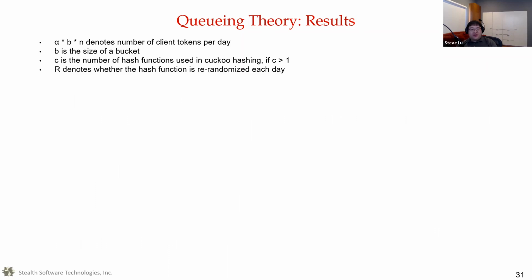So I can quickly summarize the results, but for the details you have to look in the paper. You have these parameters: the number of new client tokens per day, the bucket size, the number of hash functions that we want to use, and whether or not we choose a different hash function every day.